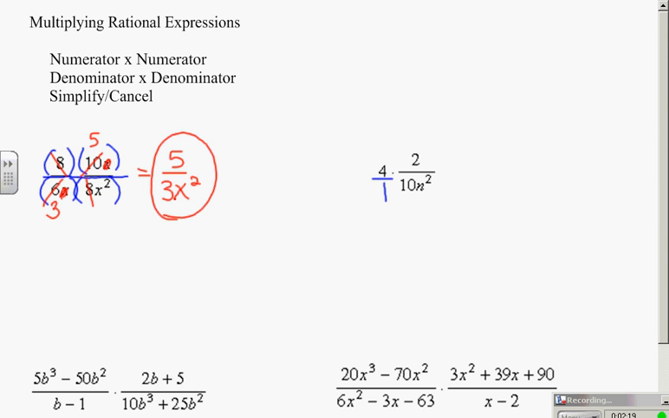Now, don't forget, every whole number can be written over 1. So I'm really talking about 4 times 2 in my numerator and 1 times 10n squared in my denominator. We cancel. I see that 2 and 10 share a common factor of 2. And so I have 4/5n squared as my final answer.